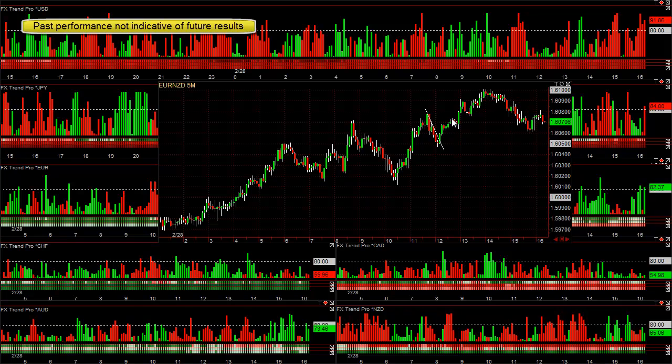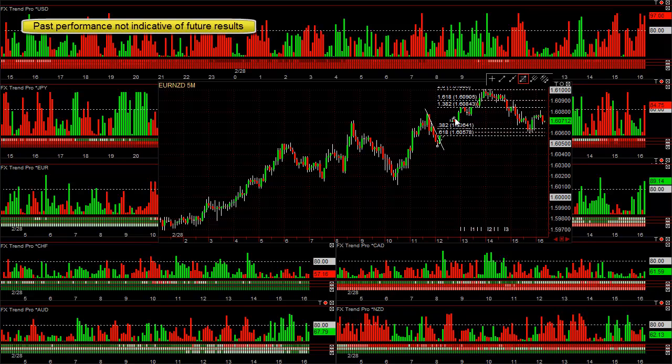So even if you got out right here, you made 20 pips in 20 minutes, or a lot of times when these strong currencies don't make at least a 2-wave move, if you would get out of it at the fib target right here, you pretty much caught the vast majority of the trade.